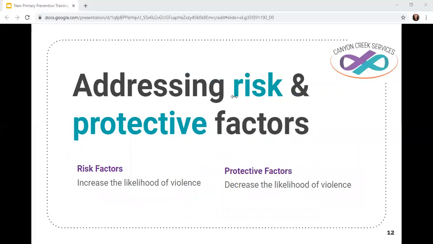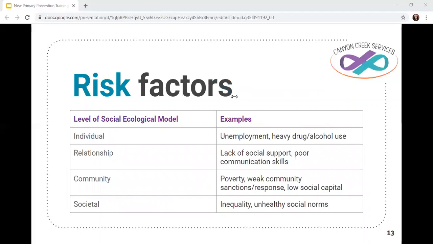As you've heard me mention already, primary prevention aims to lower risk factors and increase protective factors in a community. Risk factors increase the likelihood of violence, but are not the cause of violence, and protective factors decrease the likelihood of violence. So let's look at some examples. Here are some examples of risk factors at each level of the social ecological model. It's important to remember that these are not the root causes of violence, but they do impact behavior.